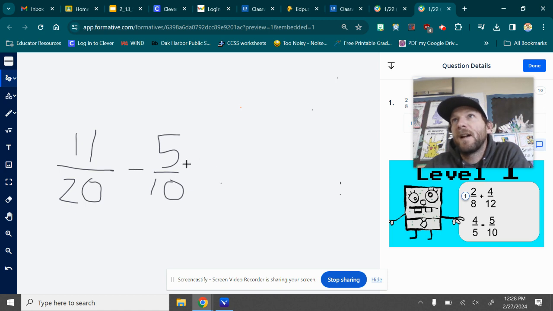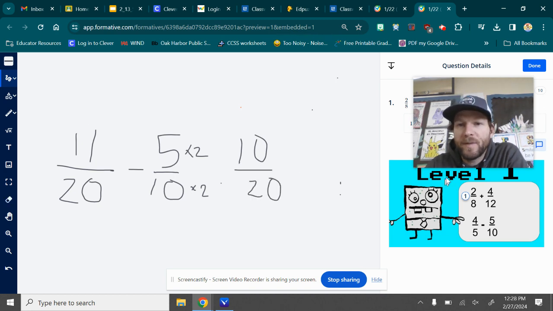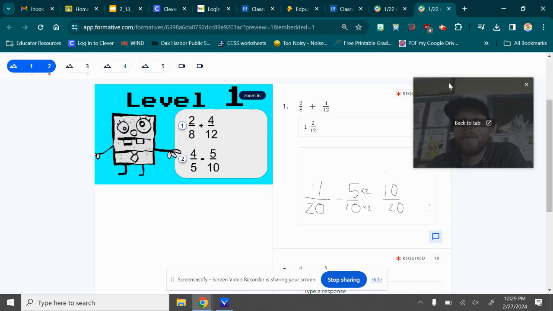Still the same thing. I got to get a common denominator, right? So I would times 10 by 2, 5 by 2. Now I would have 10/20. And now I could subtract 11 minus 10 is 1, and the answer is 1/20. Just remember, if it's mixed, you might have to borrow. All right, I'm going to be done with that.